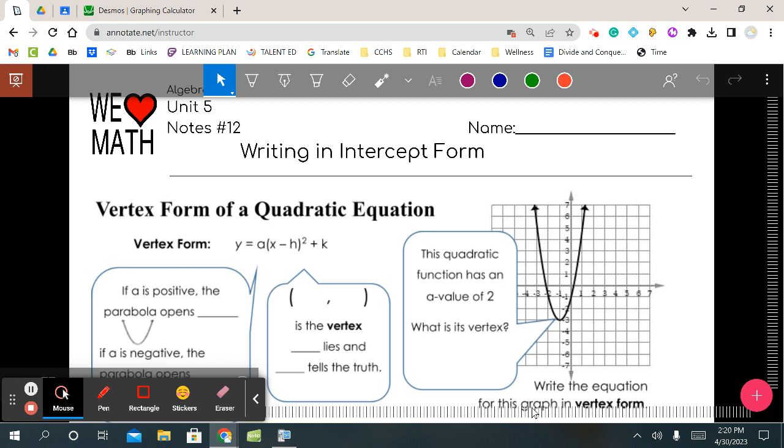Intercept form could be used instead of vertex form, but just keep in mind, for vertex and intercept form, we're going to be asking you to make sure you convert those to standard form. So we pretty much need to know the difference between all three. So I'm going to start by going over vertex form again, because we don't want to forget it.